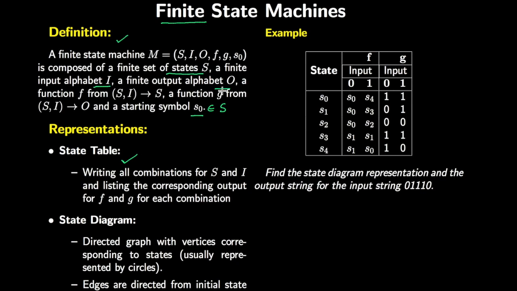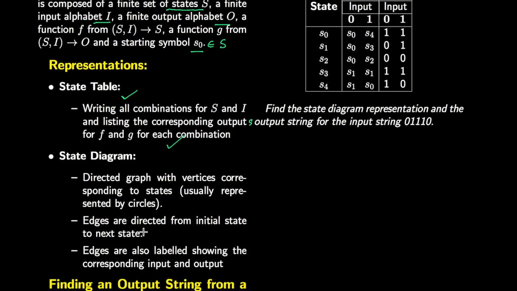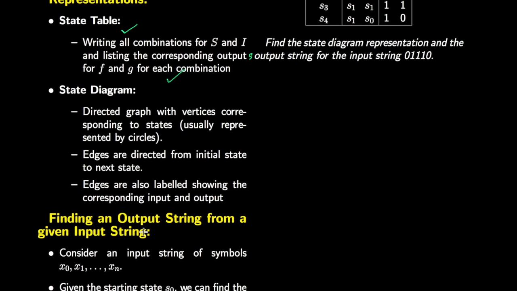Typically you will see that the inputs will be of binary form, and the output will also be of binary form. So then our typical state table will look like this, but we will come to this example later. It lists all combinations of S and I and the corresponding outputs for f and g for each combination, the same as we did for our Boolean functions.